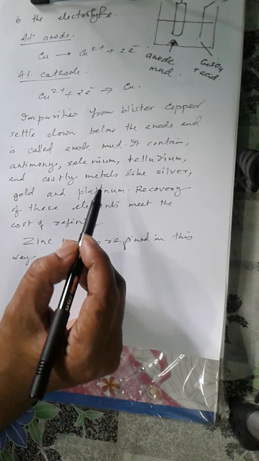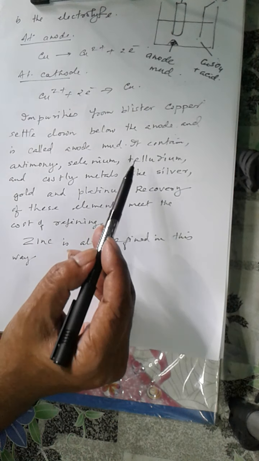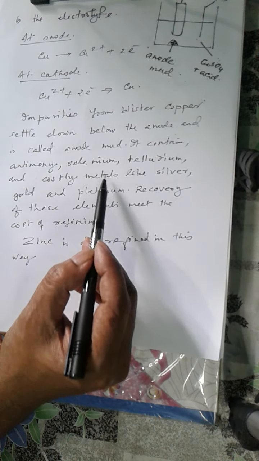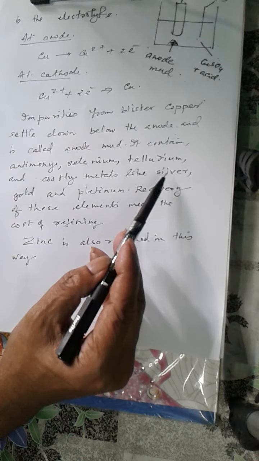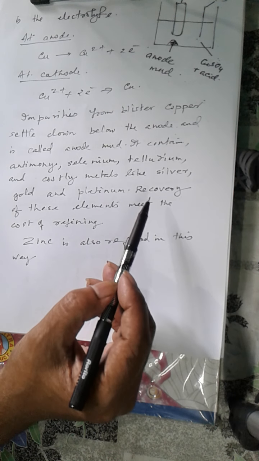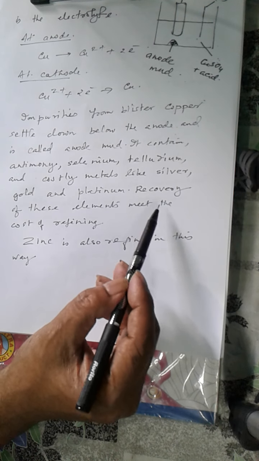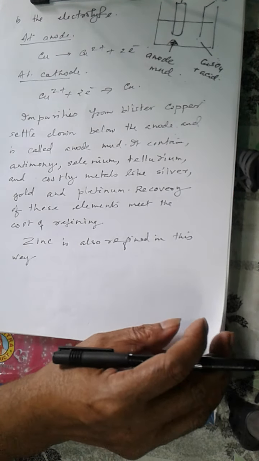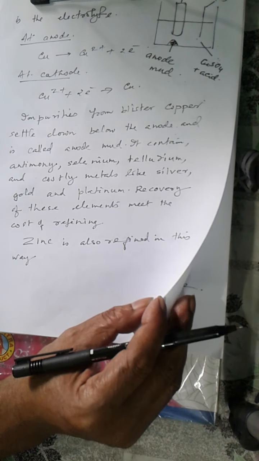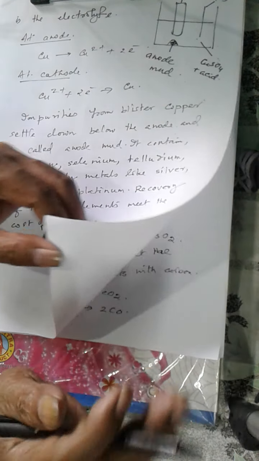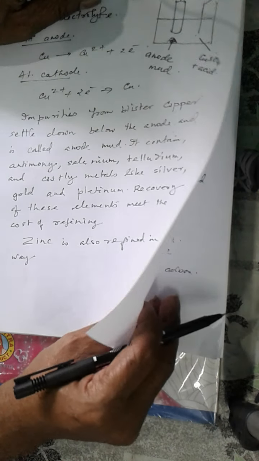Now this anode mud contains elements like antimony, selenium, tellurium, and also costly metals like silver, gold, and platinum. So recovery of these costly metals meets the cost of refining. So anode mud is useful in meeting the expense of refining. Zinc is also refined in this way, that is, electrolytic refining.